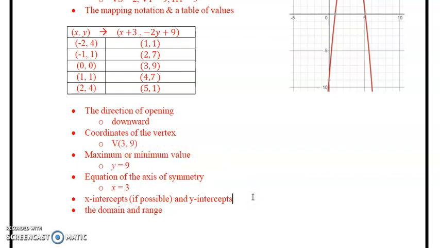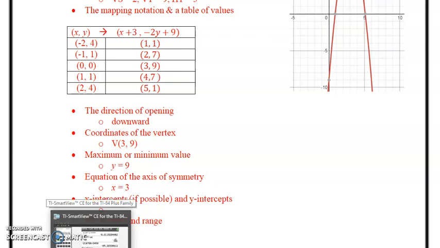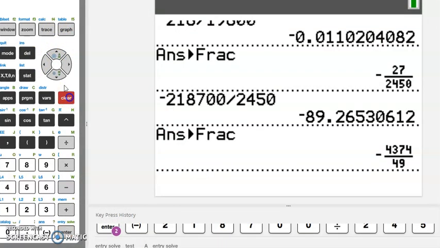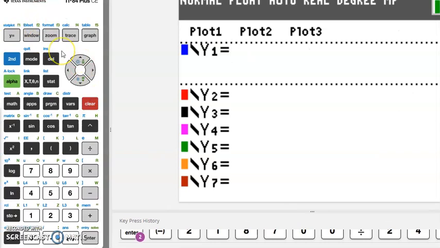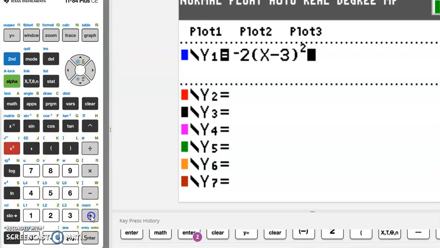X and y intercepts, if possible, they're not perfect. You'll notice it's a little less than 1, it's a little more than 5. So we'll get the graphing calculator to determine these, or Desmos, either way, determine those values. So I'll get the graphing calculator, clear y equals, we put our function in, it's -2 bracket x minus 3, close bracket squared, plus 9.